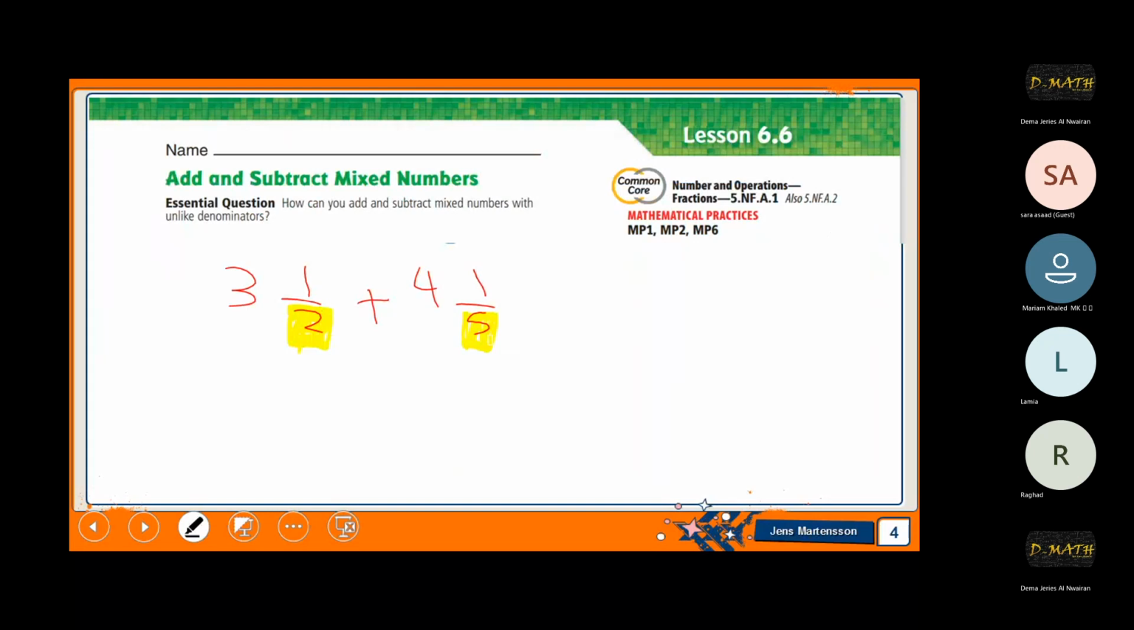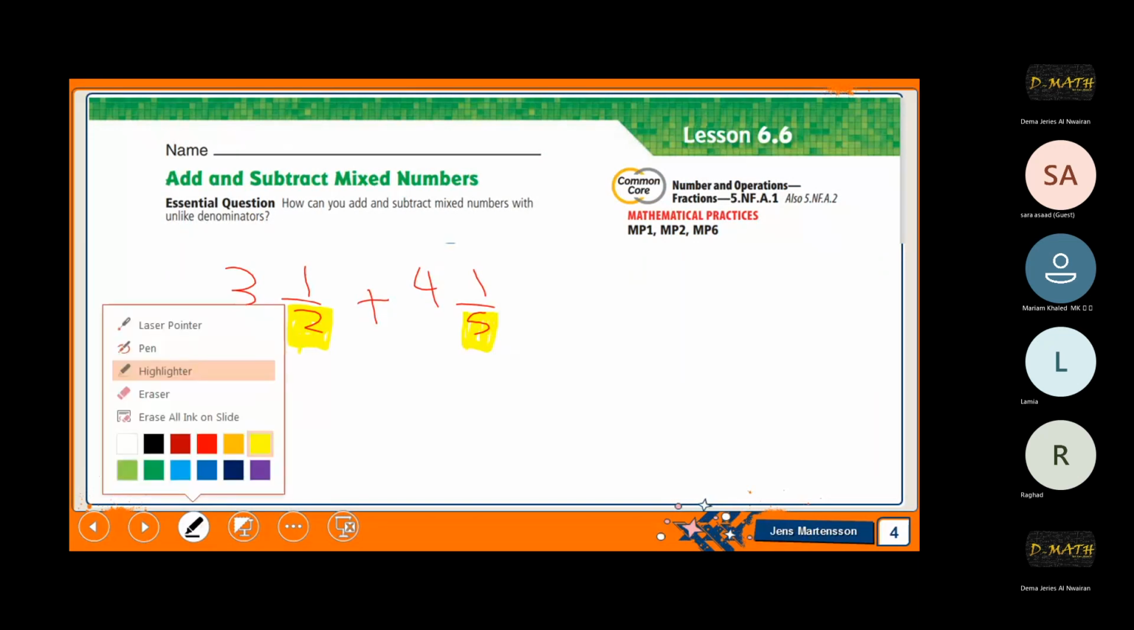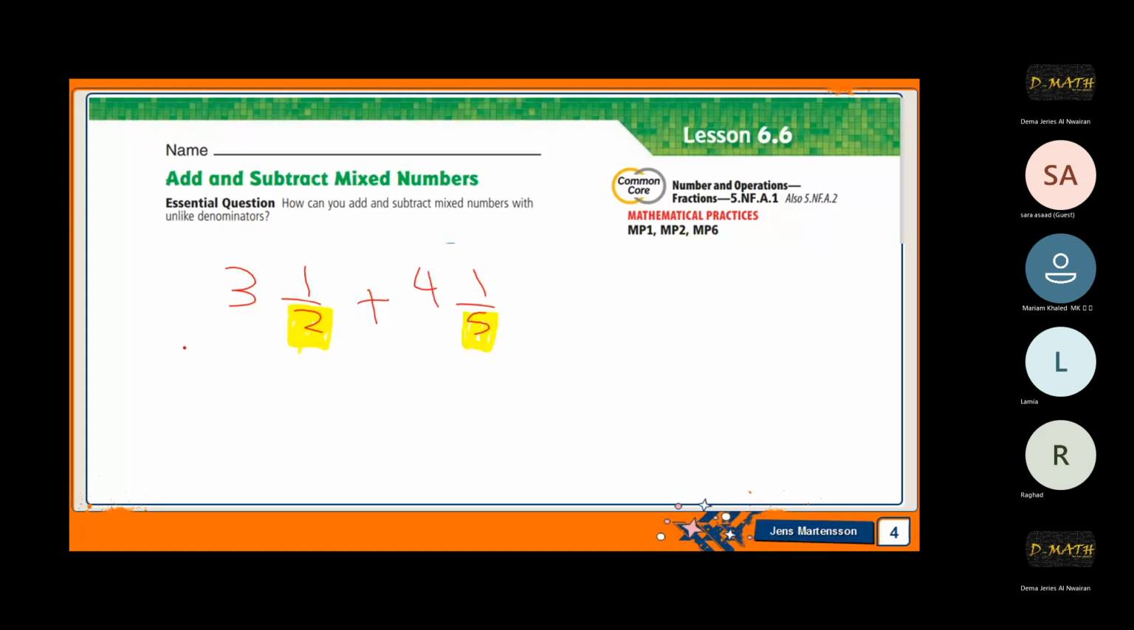So since they are not the same, excuse me, all of you please focus on the board. I don't see anyone looking right, left, right. You have to focus on the board, please.